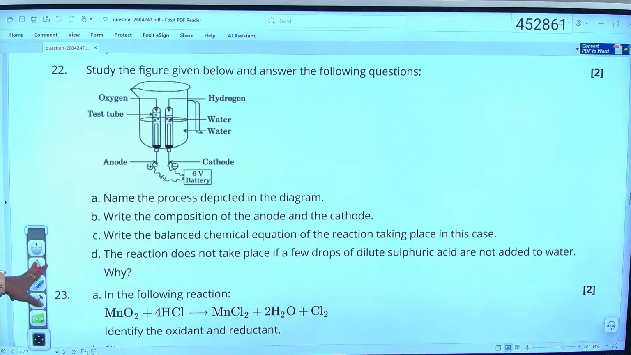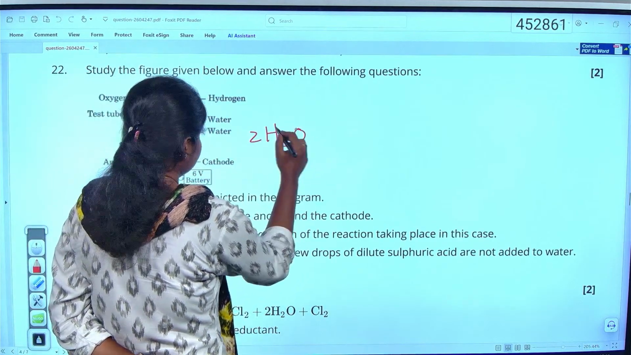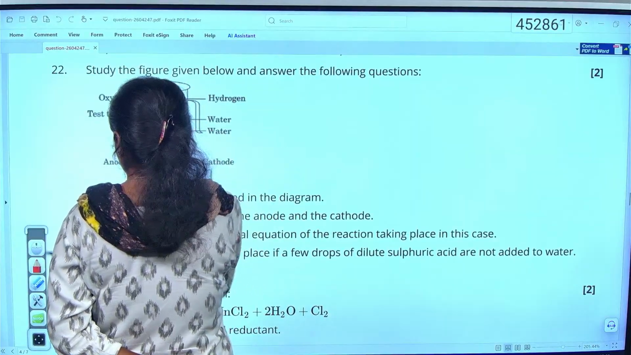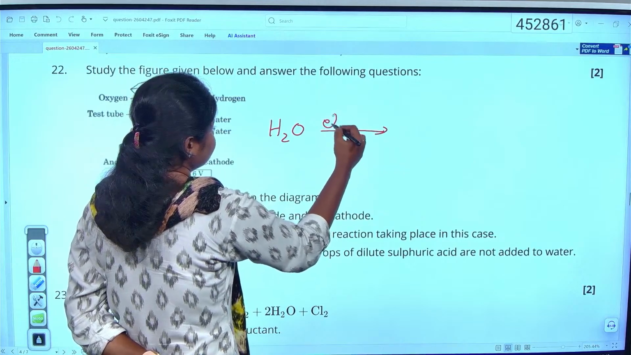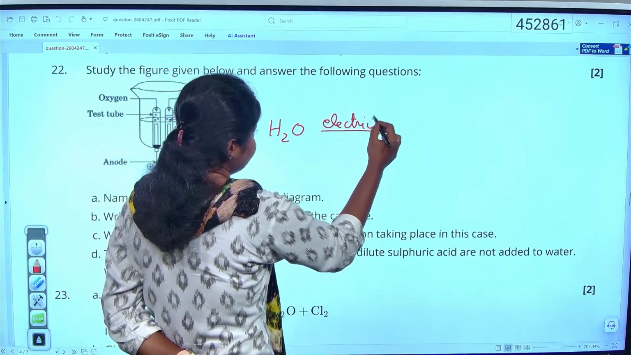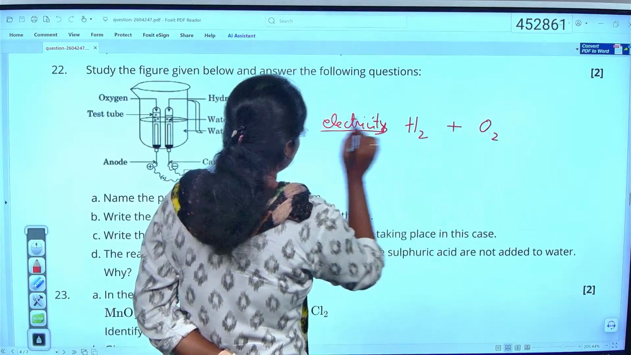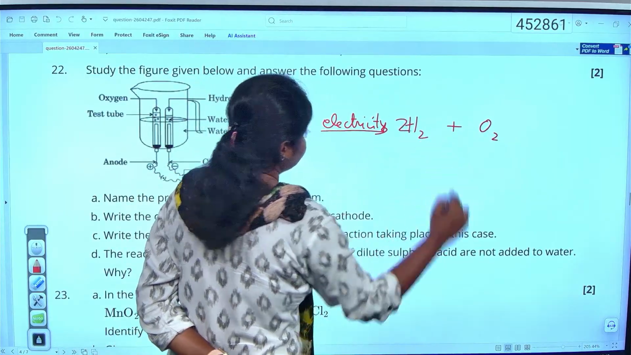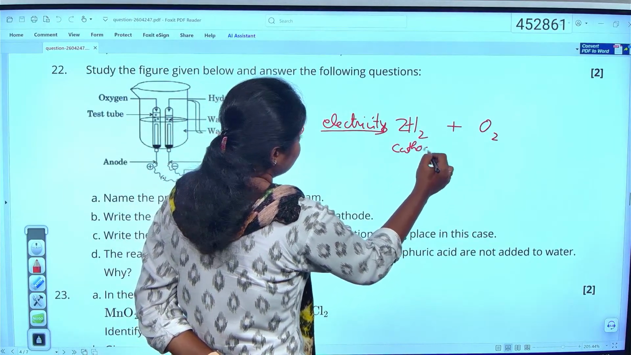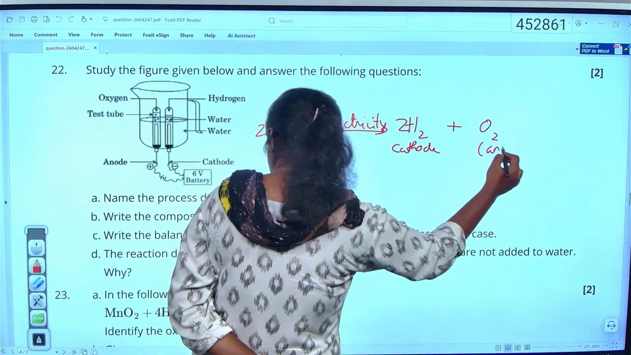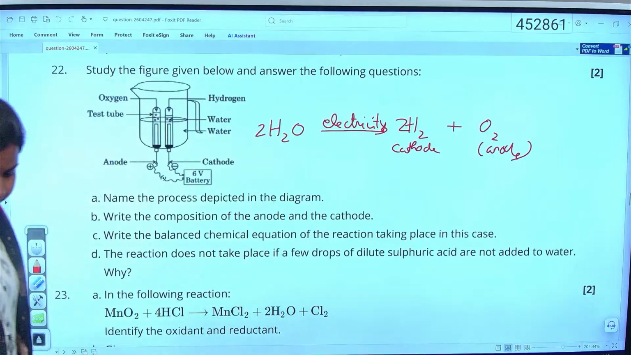So what was the chemical reaction taking place here? So water, what are we going to do? Electricity was passed. When electricity is passed, it was decomposed into H2 plus O2. So if we balance it, H2 will be deposited at the cathode, and O2 will be deposited at the anode.